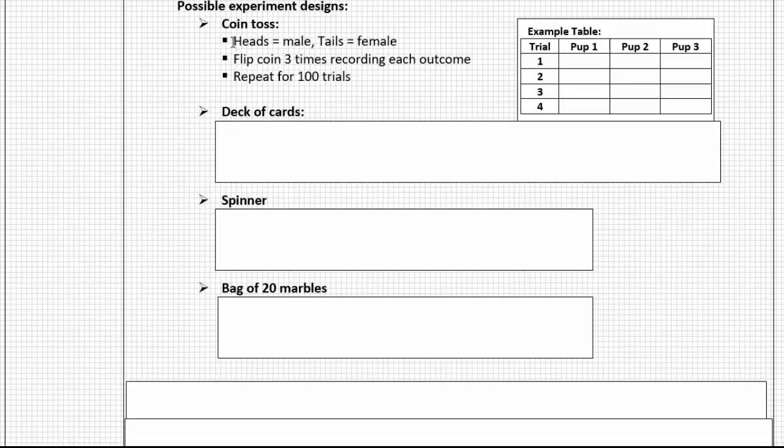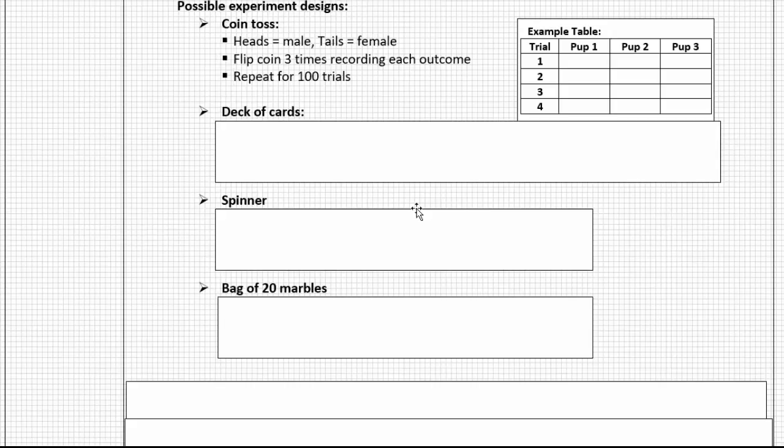So these are the 3 things. We have to define how the coin is going to be used to represent the male and female pups, and how many times to conduct it for 1 trial, and then record just how many trials we are going to do. So what do you think it's going to look like for a deck of cards?